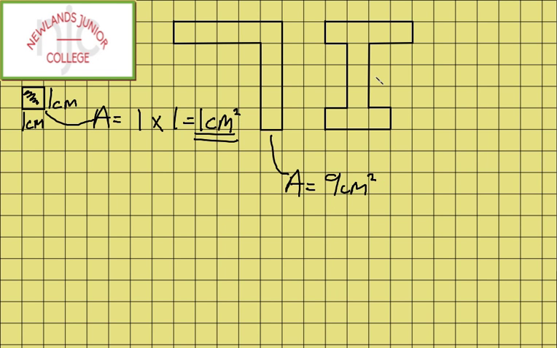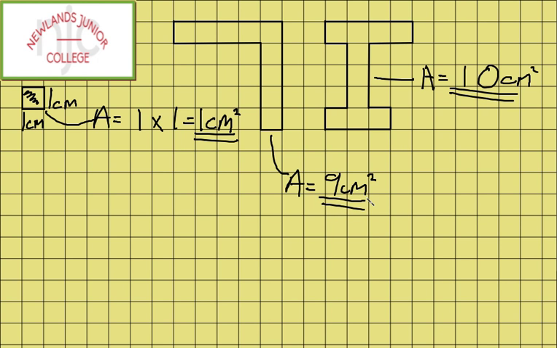Pause the video, have a wee quick shot, see if you can work out the area inside this shape. Okay, if you count the number of boxes here, you have 4, 5, 6, 7, 8, 9, 10. So the area of that shape is equal to 10 square centimetres.